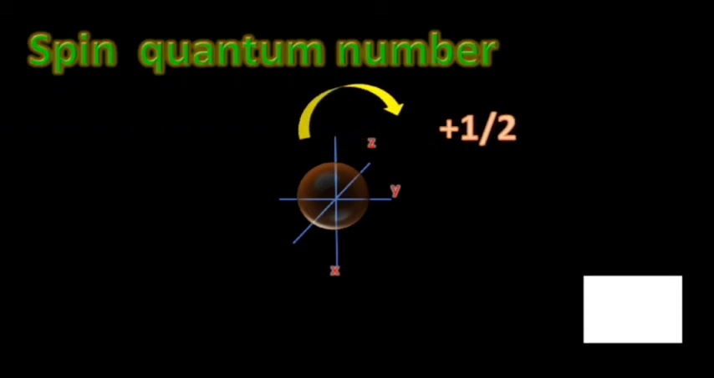Now on to the final quantum number, that is the spin quantum number. Every orbital can accommodate 2 electrons in it, which show the electrons revolving around in 2 directions, clockwise and anti-clockwise. For the clockwise direction, it is shown as plus 1/2, and for the anti-clockwise direction, it is shown as minus 1/2.